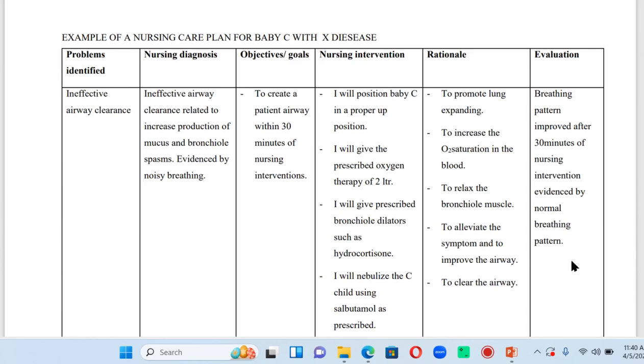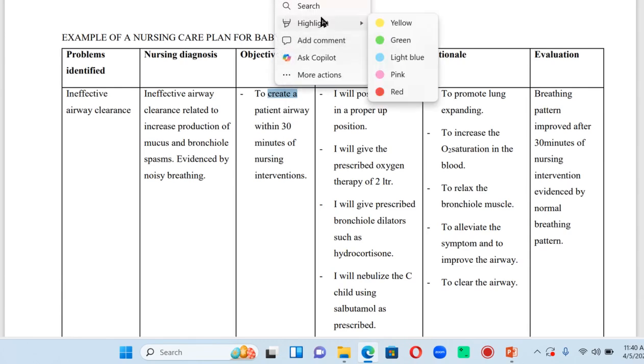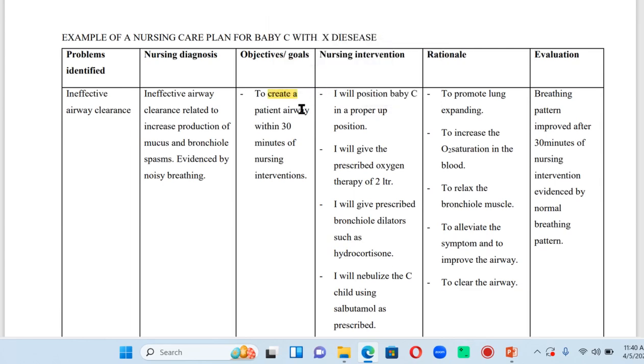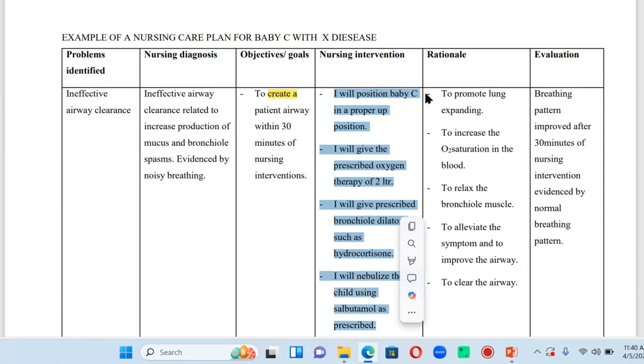To clear a patient's airway within 30 minutes. In fact, here for me, I would say to clear the patient's airway, instead of saying to create patient's airway. Okay, so you have seen. Therefore, we now go to the interventions.